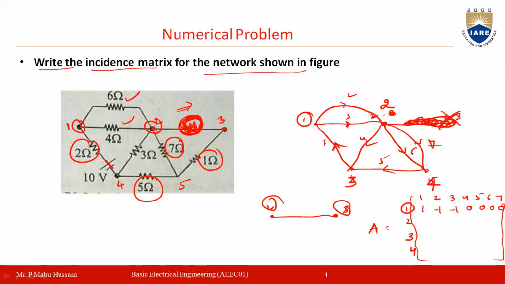So for the second node, 2, 3, 4, 6, 7 are connected with the second node. Only 1 and 5 are not connected, so they are represented with zeros. And then the direction of all the elements, if you observe, 2 and 3 are towards the node, and 4, 6, 7 are away from the node. So 2 and 3 are represented with positive sign +1, and 4, 6, 7 are represented with -1.